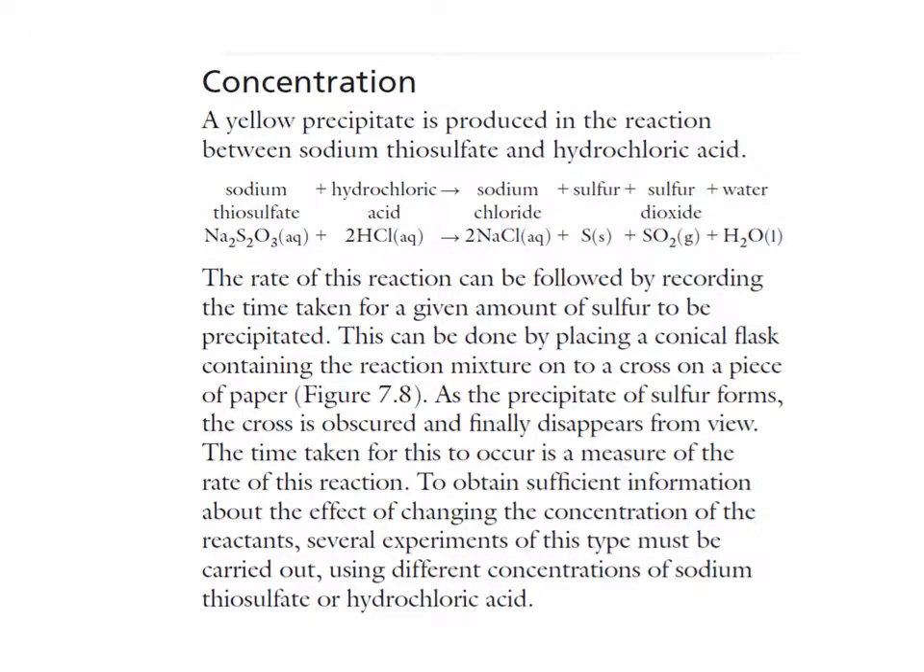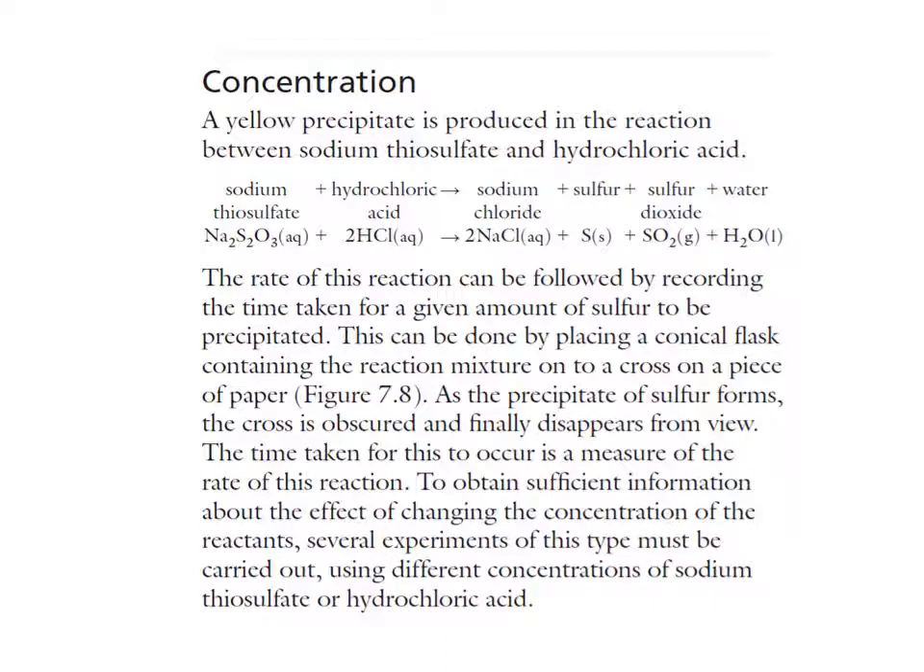Now, the second factor that can affect the rate of reaction is concentration. See, one reaction is taken over here. The yellow precipitate is produced in the reaction between sodium thiosulfate and hydrochloric acid. If you react sodium thiosulfate, that is Na2S2O3, and hydrochloric acid, you will find sodium chloride as a product, sulfur as a product, sulfur dioxide and water. Here, because of sulfur, you will find the yellow color.